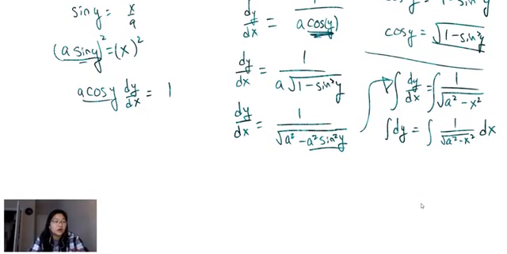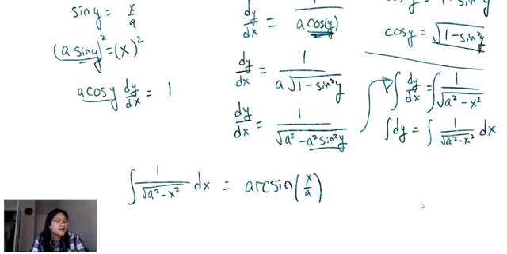So this gives us that when we're looking at 1 over root a squared minus x squared with respect to x, that gives us arcsine of x over a plus c. And that's not too terrible, right?